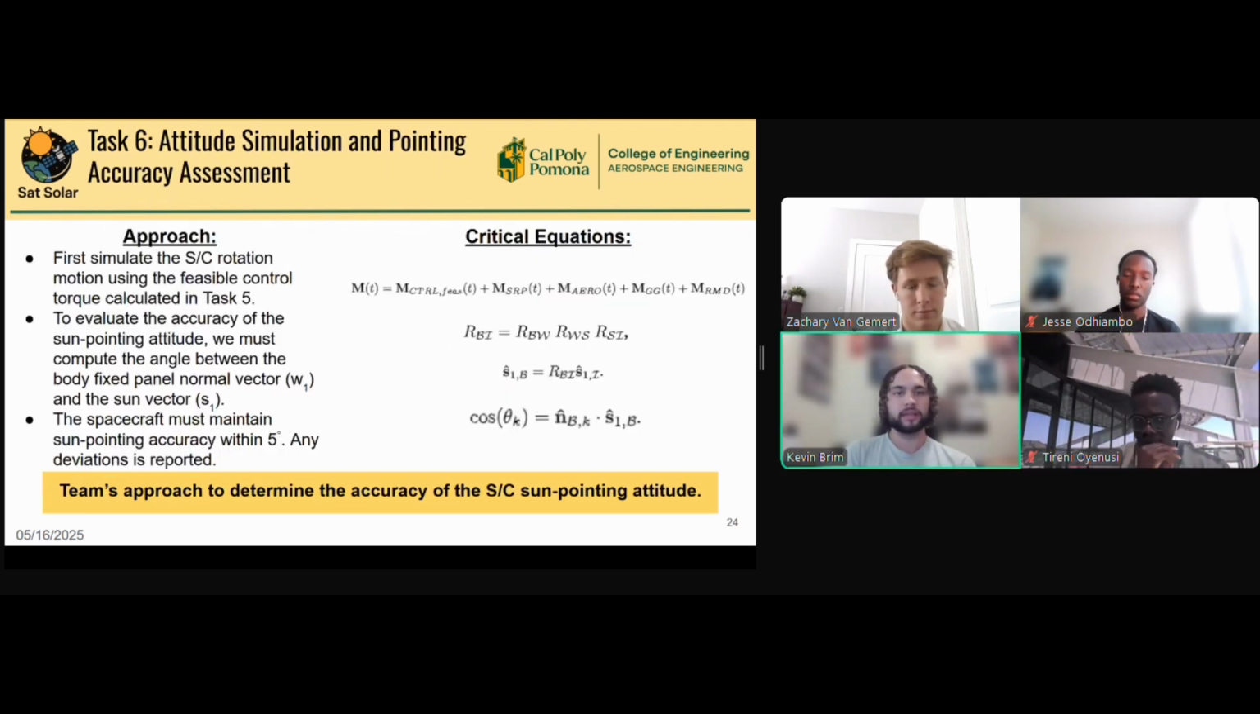All right, so in task 6, we did our attitude simulation and pointing accuracy assessment. We simulated the spacecraft's rotational motion using the feasible torque calculated in task 5. And then to evaluate the accuracy of the sun pointing attitude, we computed the angle between the body fixed panel normal vector and the sun vector. Based on our requirements, the spacecraft must maintain sun pointing accuracy within 5%, and any deviation beyond this must be reported.